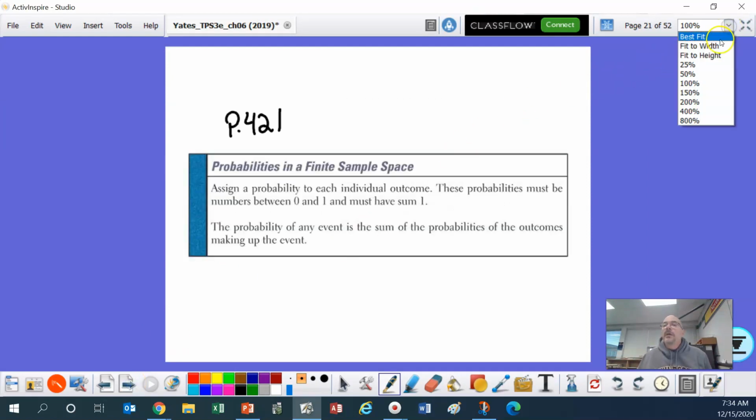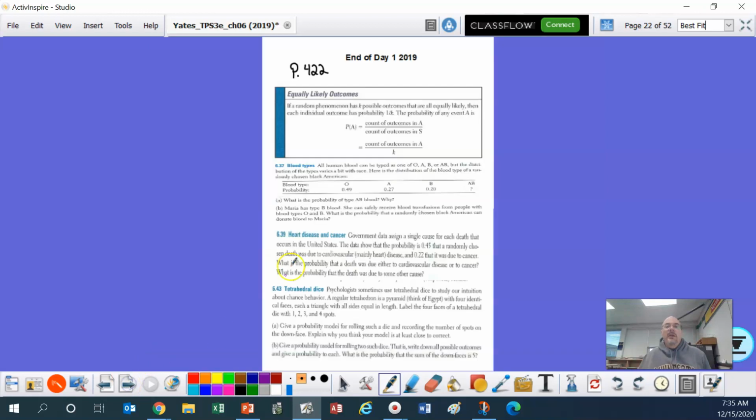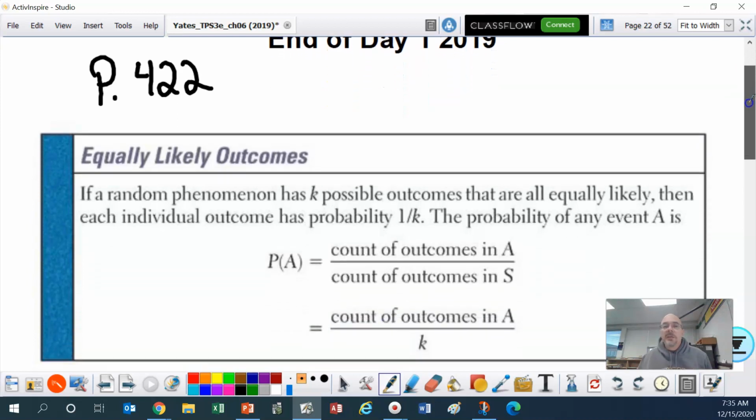Page 421. Probability and a finite sample space. Again, assign a probability to each individual outcome. These probabilities must be numbers between 0 and 1 and must have a sum of 1. That's rules number 1 and 2. The probability of an event is the sum of the probabilities of the outcomes making up the event. All right, so I'm actually going to do a couple of problems from your book.